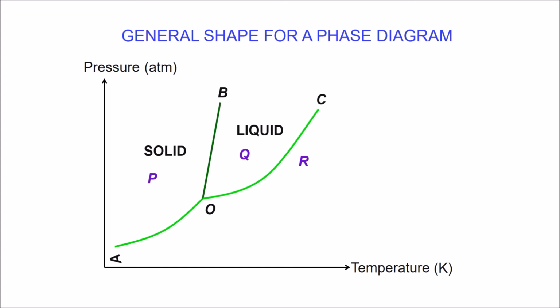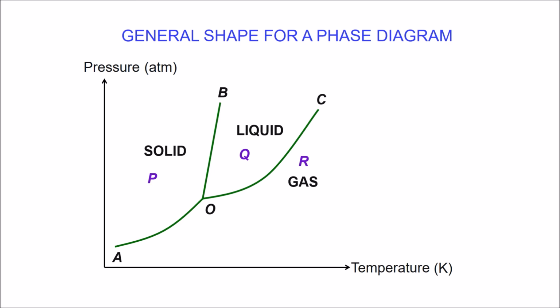Line AOC. Again, line AO, solid-gas at equilibrium. The process change is sublimation or deposition. Line OC, liquid-gas at equilibrium. The process change is condensation or evaporation. It represents the gas area.